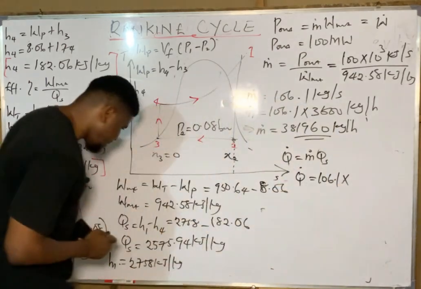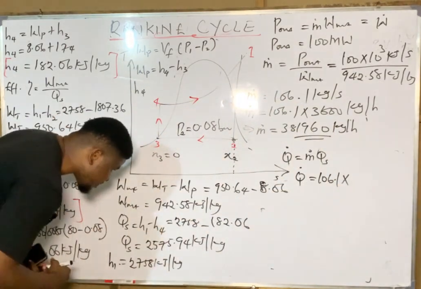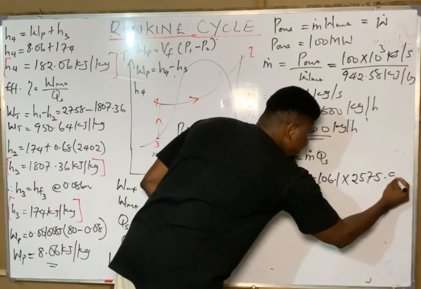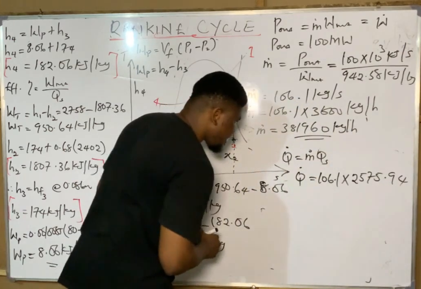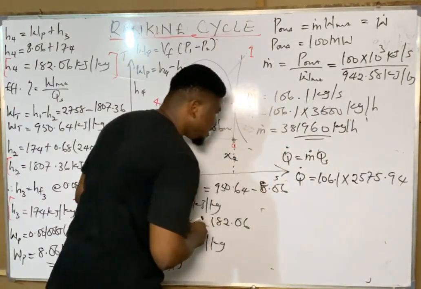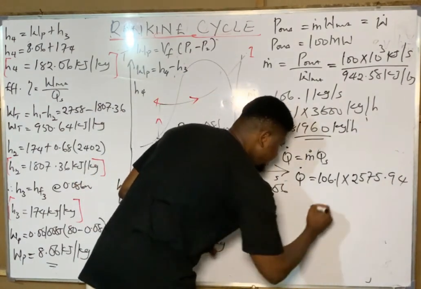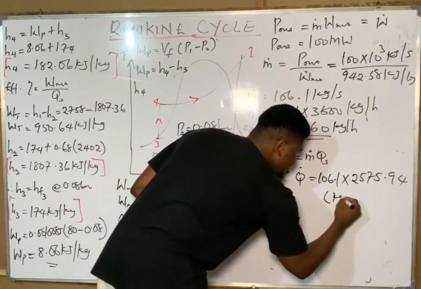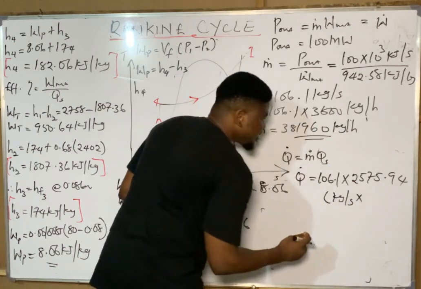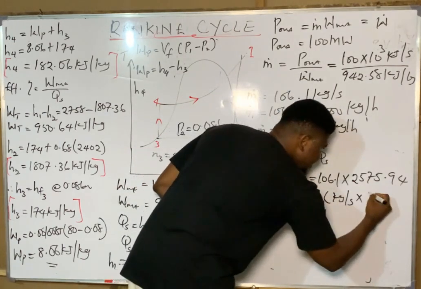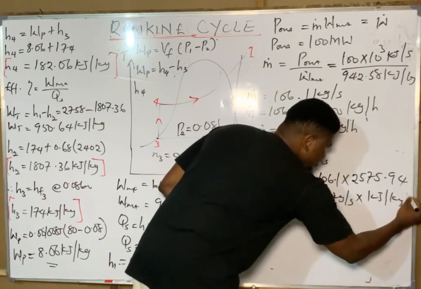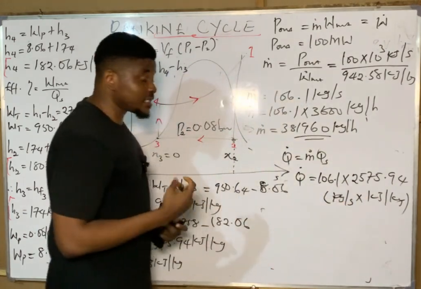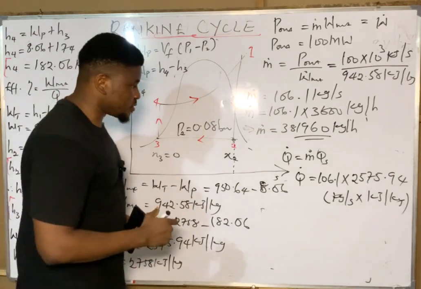multiplied by heat supplied. Heat supplied gave us 2575.94. Let's include the units and see. The unit for the mass flow rate is kilograms per second, multiplied by the unit of the heat supplied, which is kilojoules per kilogram. You observe that kilograms cancels kilograms, so I'm left with kilojoules per second, which gives us the true unit of power, which is the heat flow rate.